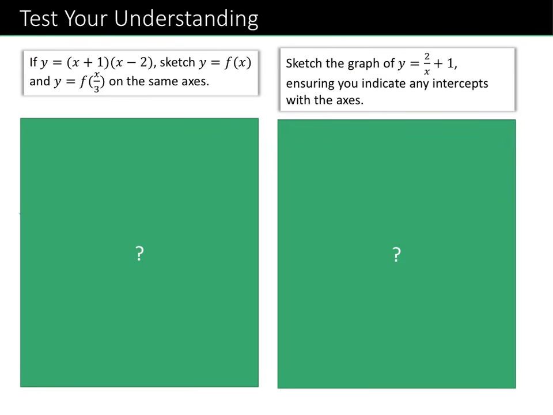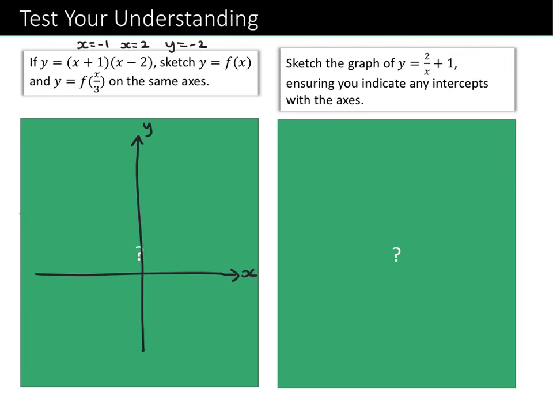Okay, here we have two more questions. It says test your understanding, so you can give this a go, but I'm going to do them in the background so we can do them together if you want. So very quickly, I'm going to draw my x and y. Okay, now I'm going to sketch y equals x plus 1, x minus 2. So my roots are x equals minus 1 and x equals positive 2. And my y-intercept is 1 times minus 2, which is minus 2.